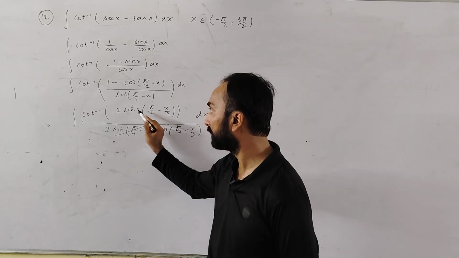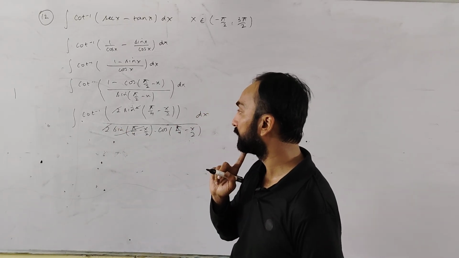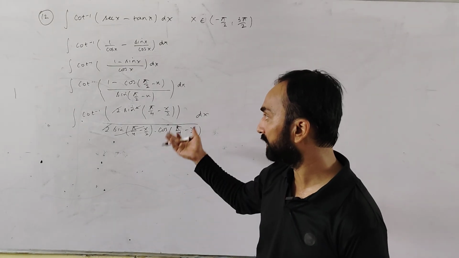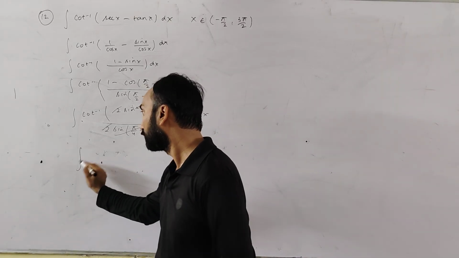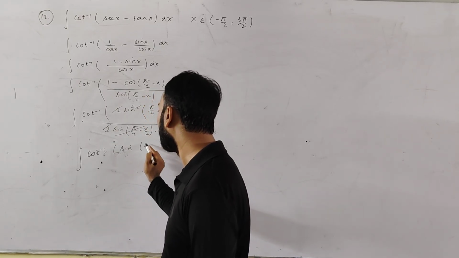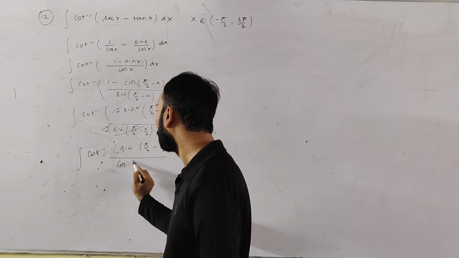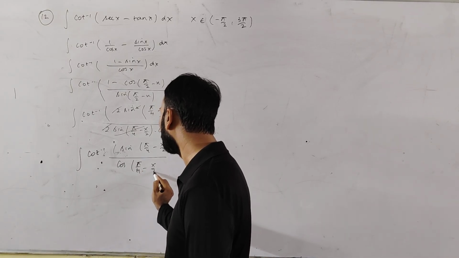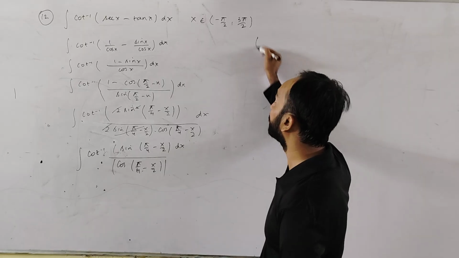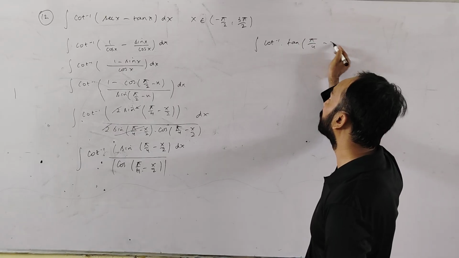Now you see this part of sin square, this 2 will cancel this thing. So in the numerator I will be getting only sin of pi by 4 minus x by 2, and in the denominator I will be getting cos of pi by 4 minus x by 2, and it is very simple, sin by cos I can write as tan. So simply I am writing the first step what I am getting. I can write here sin of pi by 4 minus x by 2, that is all left in the numerator, divided by cos of pi by 4 minus x by 2 in the denominator, right? So sin by cos is simply nothing but tan. So finally I am getting the integral of cot inverse of tan of pi by 4 minus x by 2 dx.